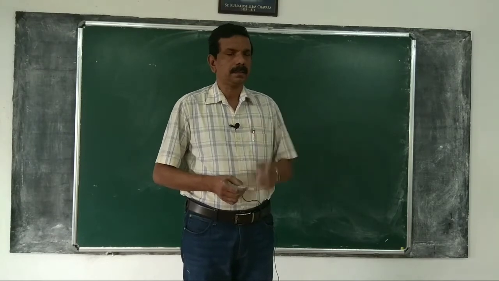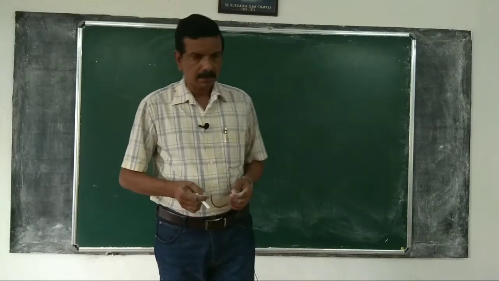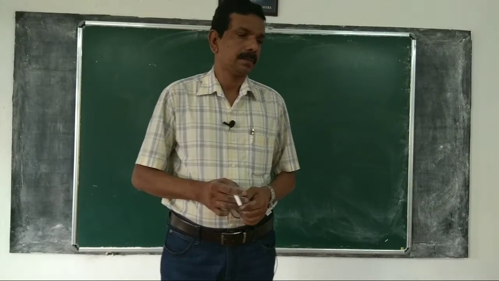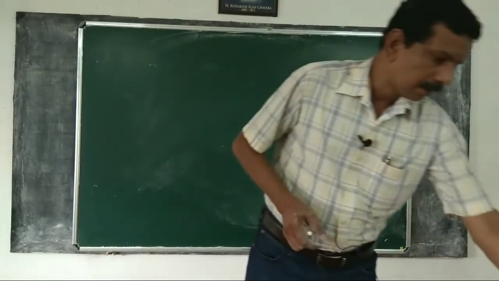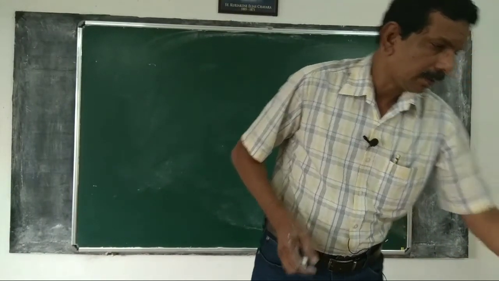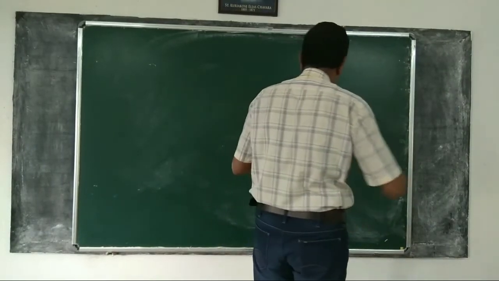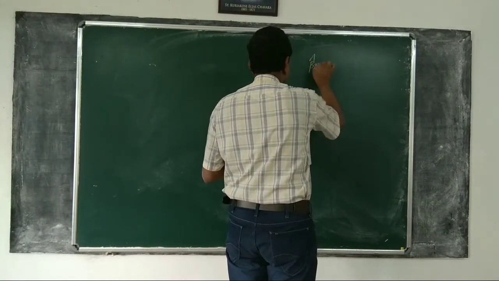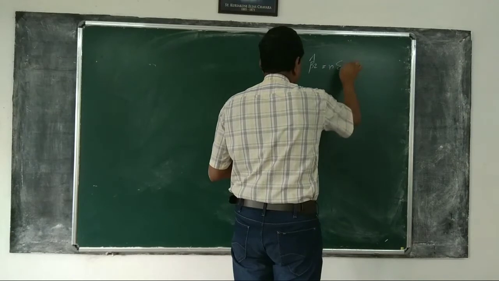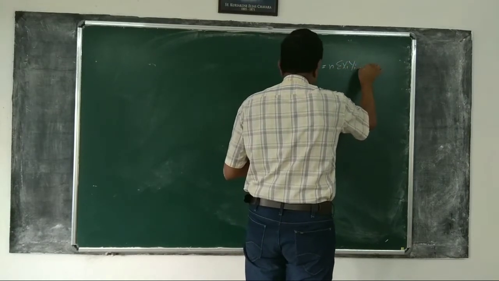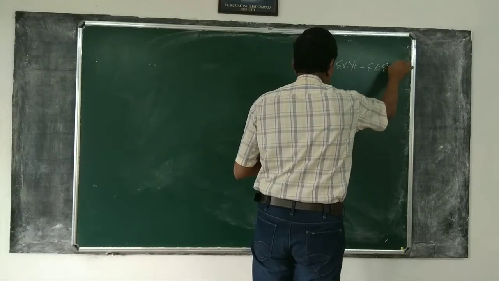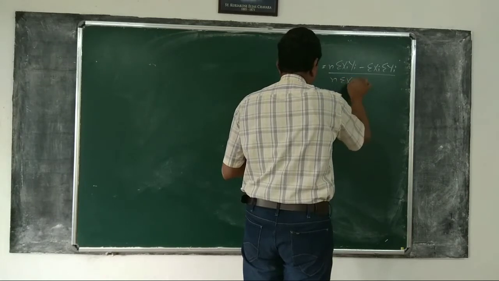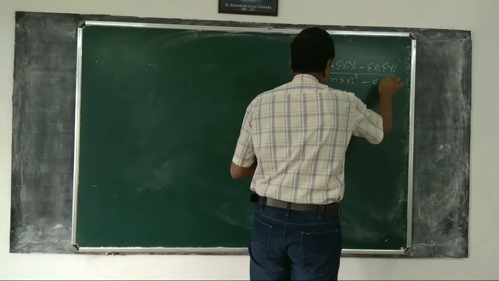In the last class, we have derived the least squares estimators beta 1 hat and beta 2 hat. As we have derived in the last class, beta 2 hat is equal to n into sigma xi yi minus sigma xi into sigma yi divided by n into sigma xi square minus sigma xi the whole square.